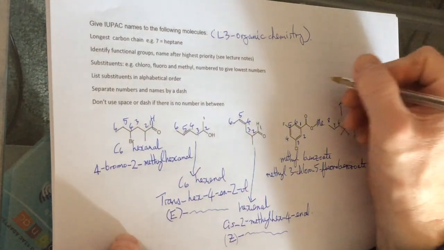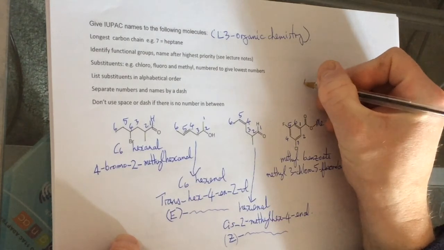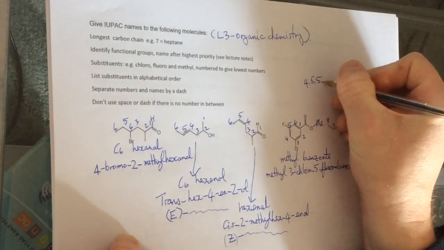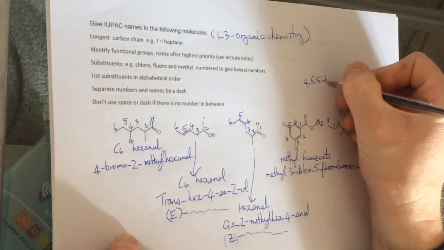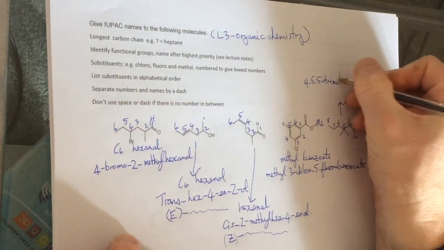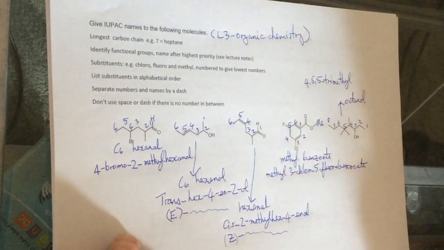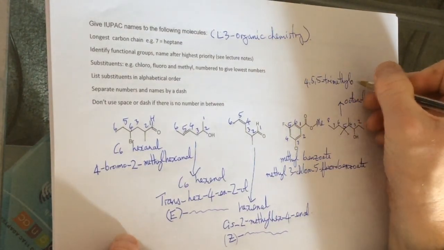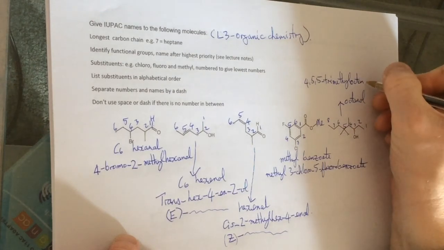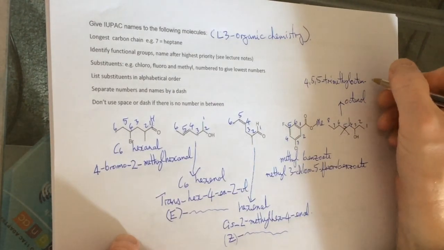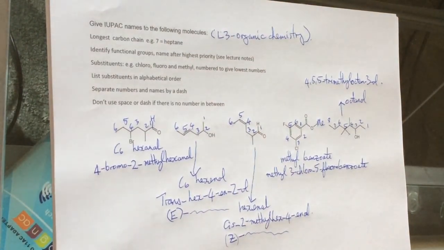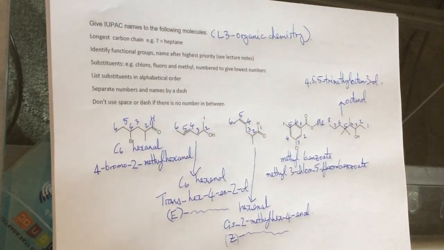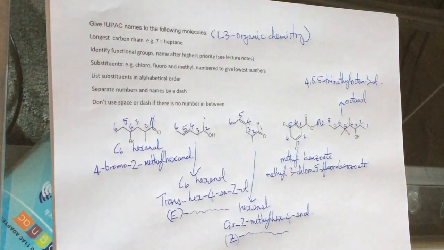So starting from over here, we've got 4, 5, 5 showing where the methyls are, 4, 5, 5-trimethyl, and then join that onto there, octan-3-ol, just on the page. And that's it. So I say that is more difficult than you'll be asked to do. But you'll have plenty of time.